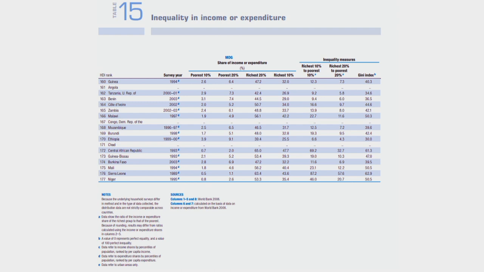I have brought it here on this slide to give you an example of how the Gini index is reported. If you look at the last column here, it shows the Gini index of income or expenditure. In some cases it is income, in some cases it is expenditure, and these are in percentage terms. So, if Sierra Leone has a 62.9% Gini index and Niger has 50.5, it means that Sierra Leone is a more unequal country than Niger is.